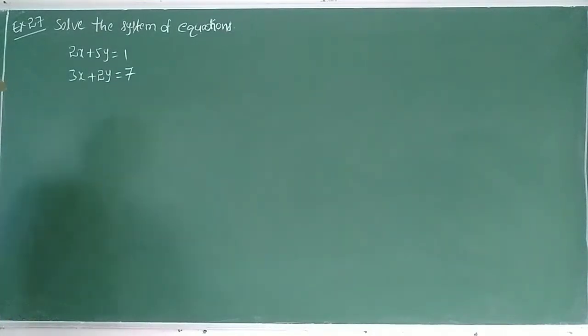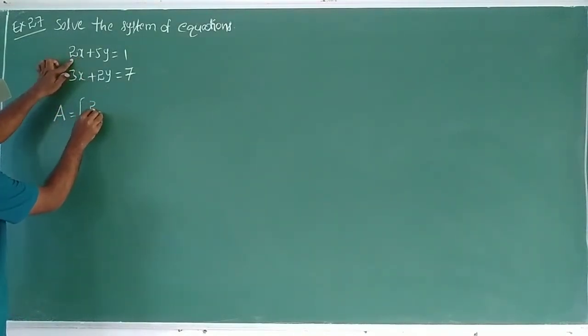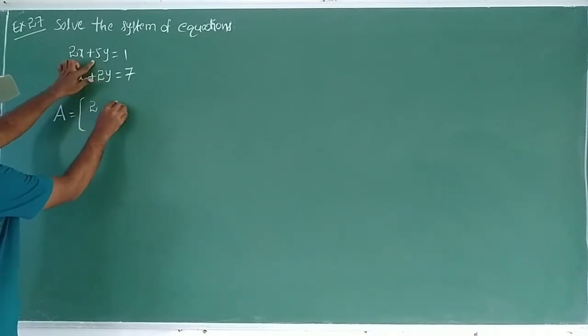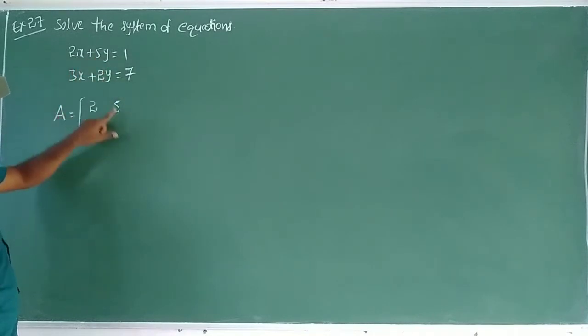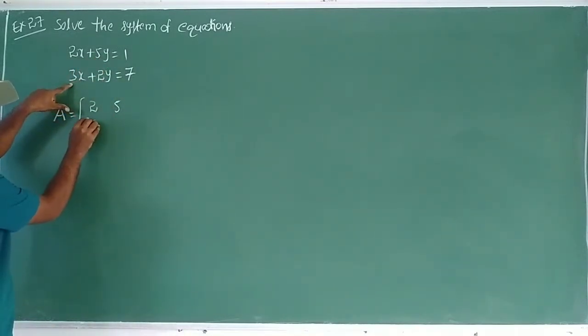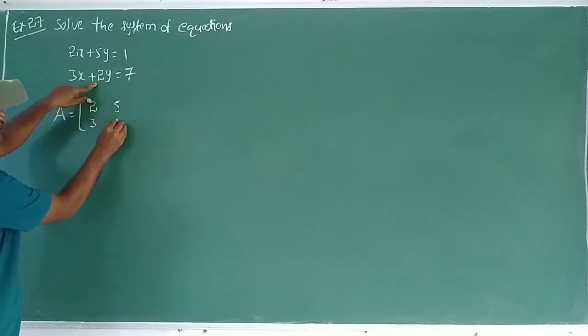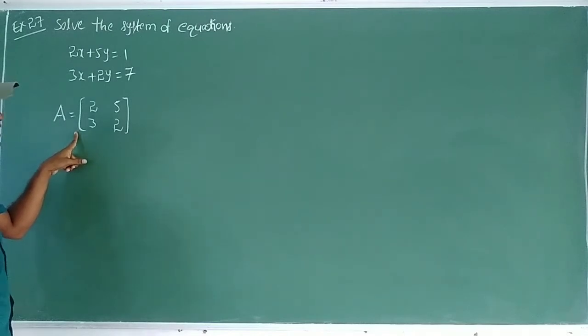Okay. First, capital A value. Capital A equal to the matrix: first row, x coefficient 2, y coefficient 5. Second row, x coefficient 3, y coefficient 2. This is the capital A matrix.